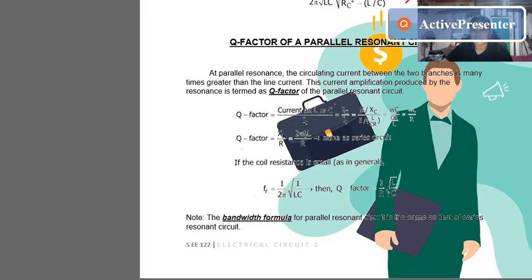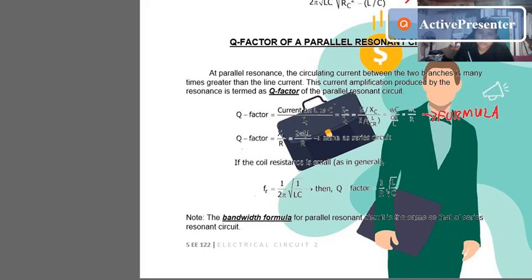So, naapod ta sa Q factor sa atong parallel. So, formula for Q factor, current on L or C divided by IT or the total current. Or pwede po IC over IT or E over XC divided by E divided by L over CR. So, daghan tag formula. So, take note lang mo, ani.